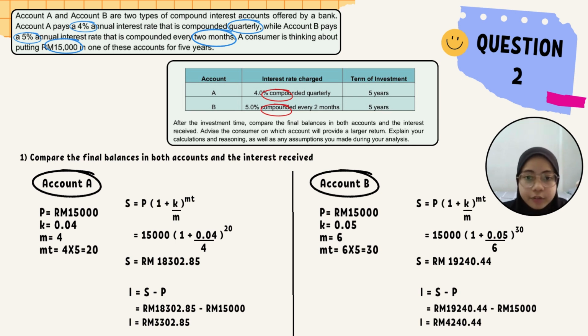Next, for the interest received for account B, we use the formula I equals S minus P. For S, we just use the answer that we found above, which is 19,240 ringgit and 44 cents, minus 15,000. For the interest received for account B, we will get 4,240 ringgit and 44 cents.